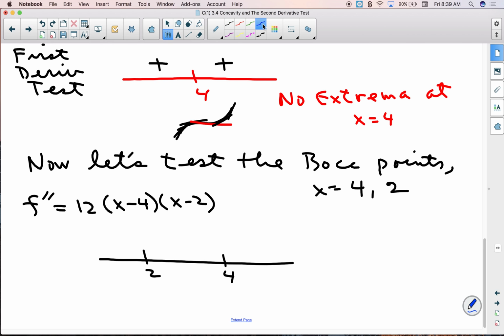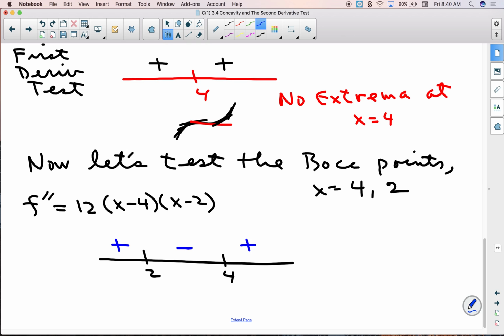All right, so tell me what happened here. Left of 2, pick something over here. 1: negative, negative, positive. Positive. All right, pick something in here. 3: positive, negative, negative. And how about over here? Positive. It's positive again. Okay, so the second derivative does change signs. So what can we conclude? This is an inflection point test. It means that at x equals 2, we get a concavity change. And at 4, we get a concavity change, okay?